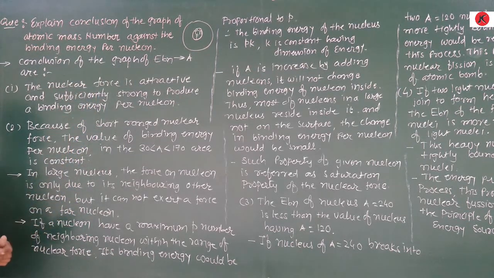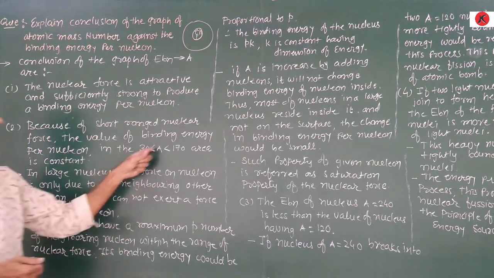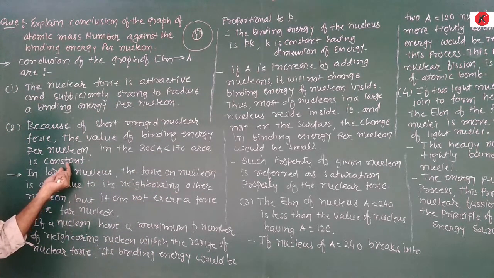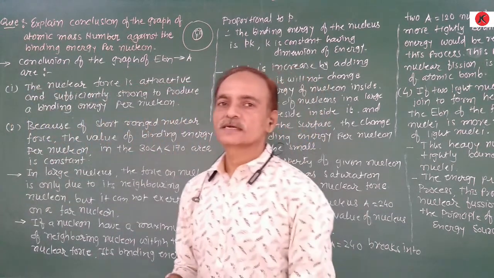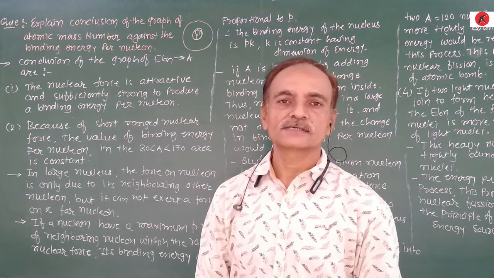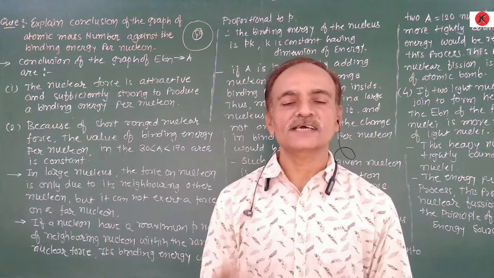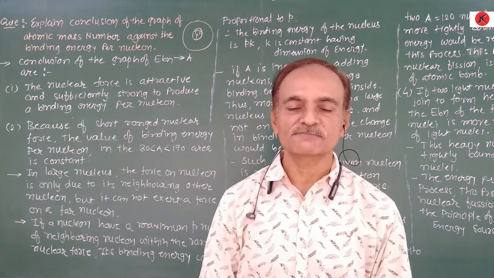Second conclusion is that because of the short range nuclear force, the value of binding energy per nucleon in the heavy nucleus, with atomic mass number greater than 30 and less than 170, is almost constant. Again, because of the short range nuclear force. Nuclear force is an attractive force, and this attractive force is only exerted up to a certain femtometer. 1 femtometer is equal to 10⁻¹⁵ meter.